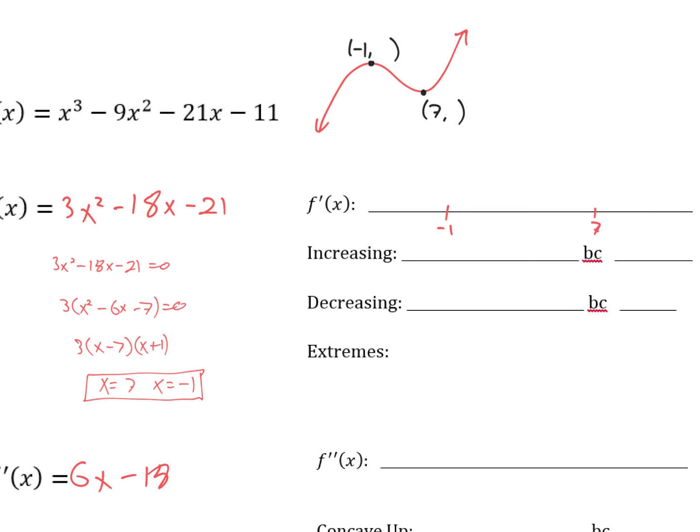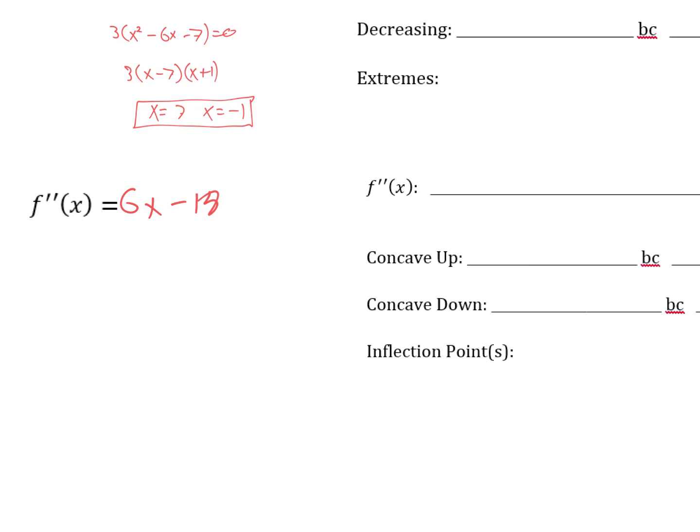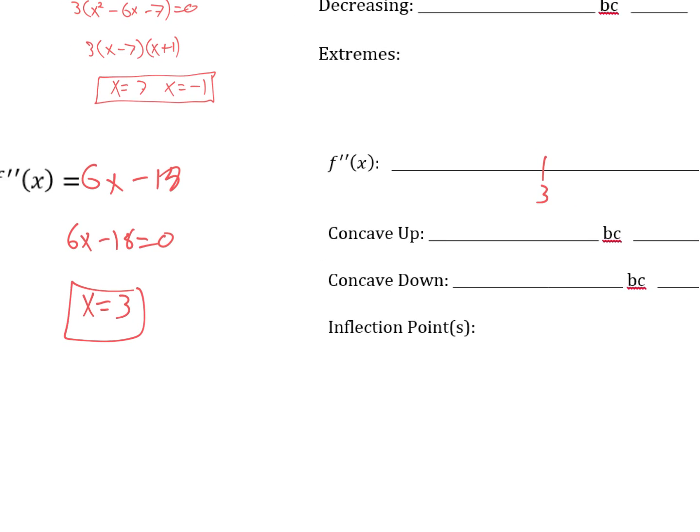All right, now let's get our second derivative solved. I'll set this equal to 0. 6x minus 18 equals 0. Solve that, and we'll get x equals 3. Then we'd go to our second derivative and plug in a value less than 3. 0 is probably the easiest. Is that positive or negative? What's the concavity?